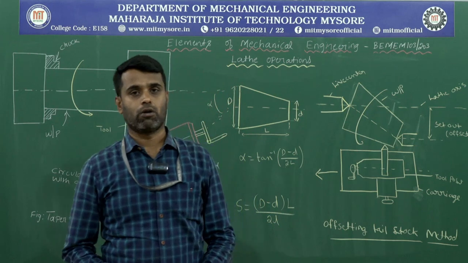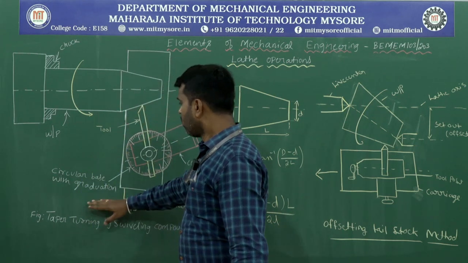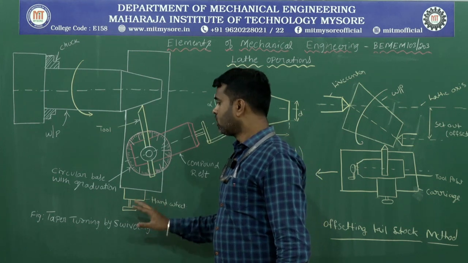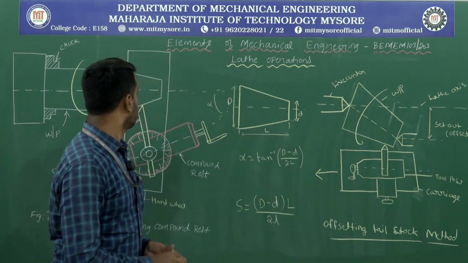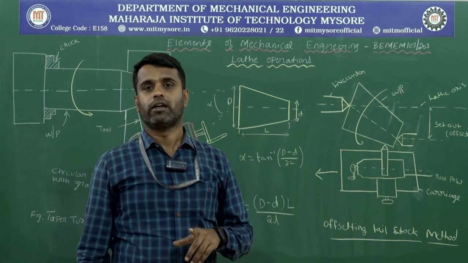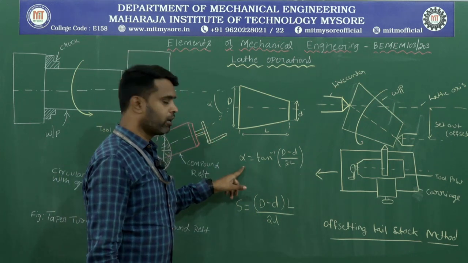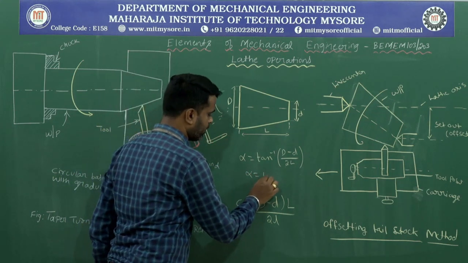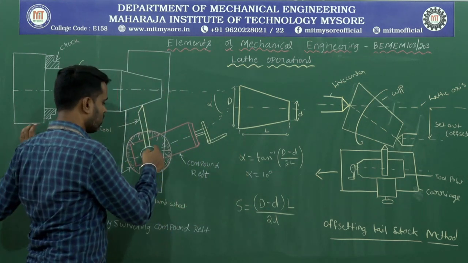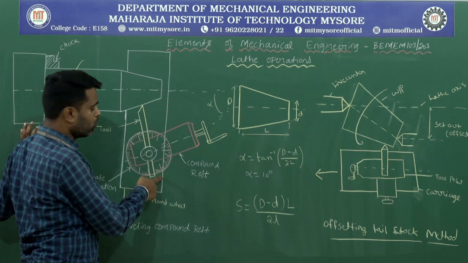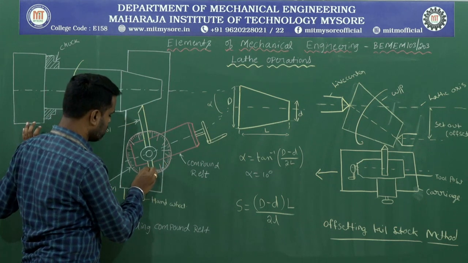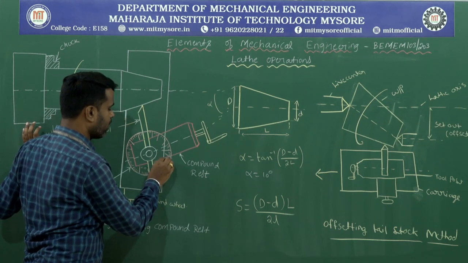Now let us discuss them one by one. First, the taper turning operation by the swiveling the compound tool rest method. In this method, the workpiece is held between the two centers, one the live center and the other the dead center, and then we find the required taper angle. For example, alpha is 10 degrees. Then you just rotate the compound tool rest. The compound tool rest has a circular base, and on that base graduations in degrees are provided: 0 degree, 10, 20.